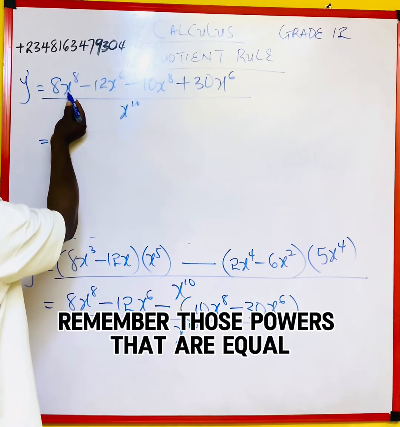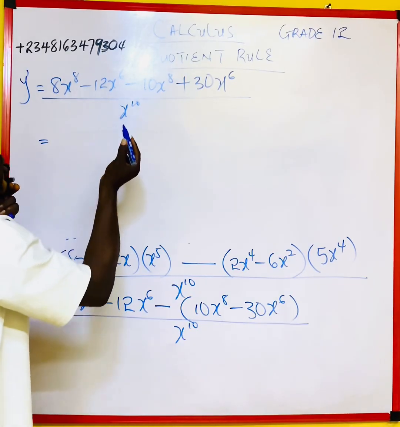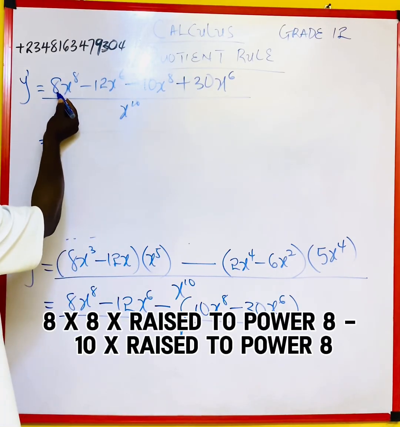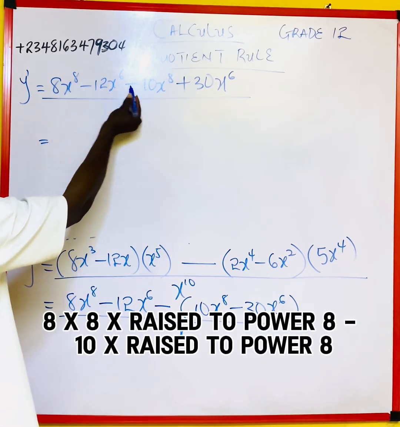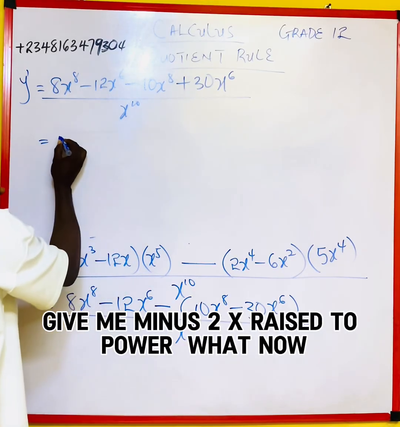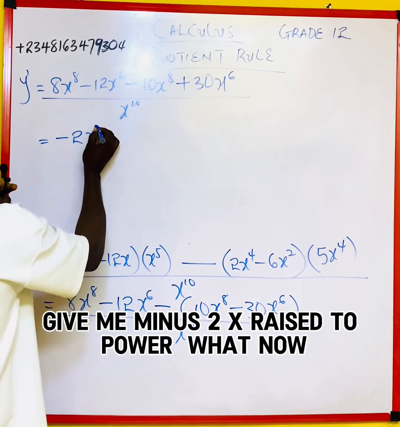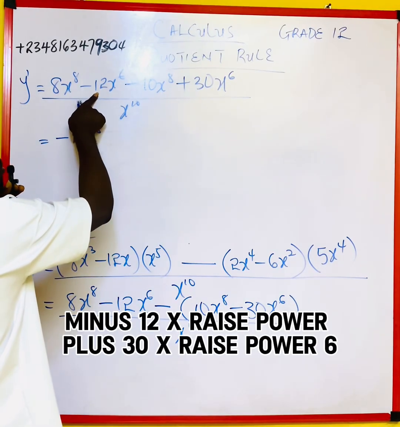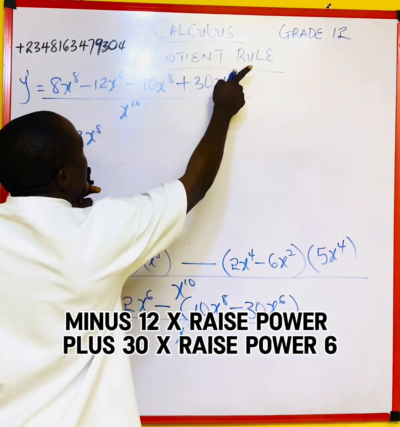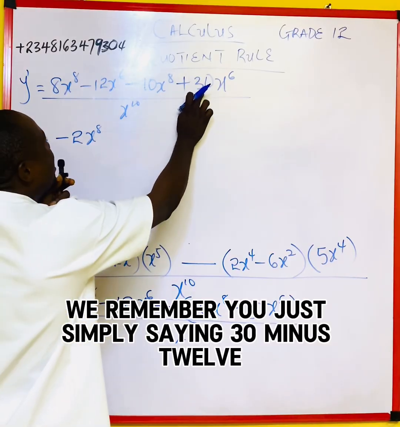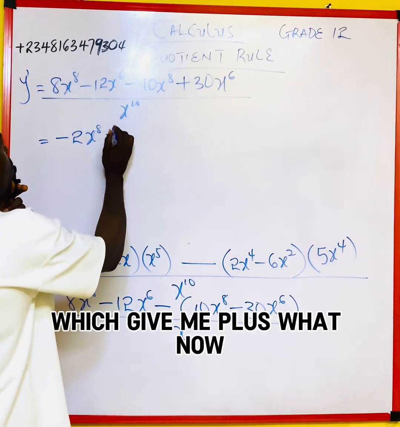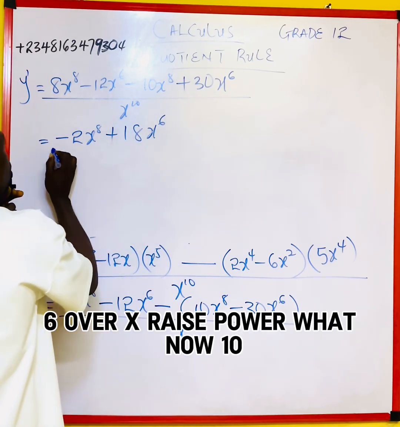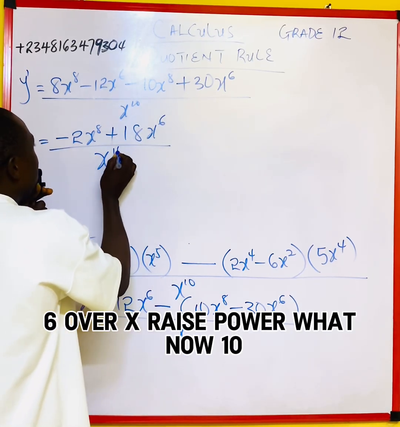Remember, those powers that are equal, we merge, right? So 8x raised to the power 8 minus 10x raised to the power 8 will give me minus 2x raised to the power 8. Of course, minus 12x raised to the power 6 plus 30x raised to the power 6. Remember, you just simply say 30 minus 12, which gives me plus 18x raised to the power 6 over x raised to the power 10.